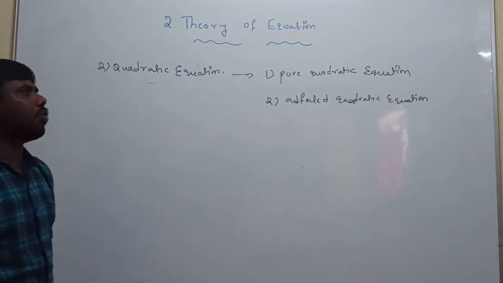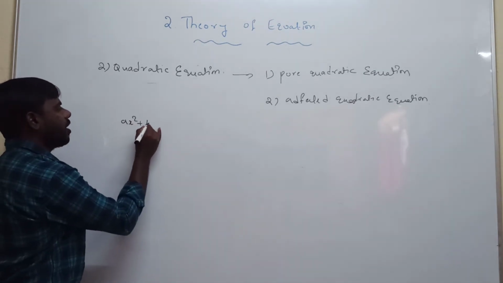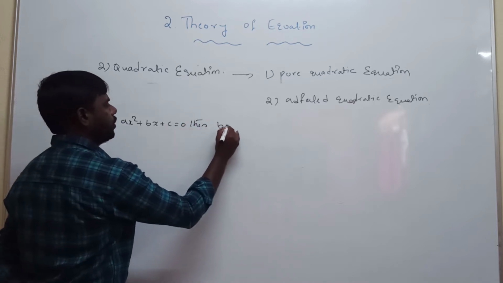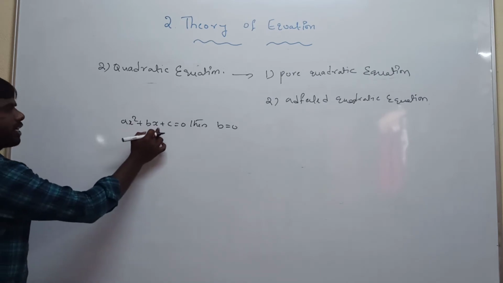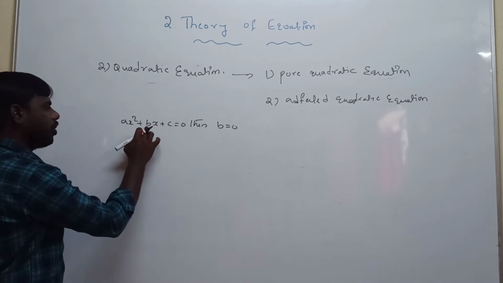First one is pure quadratic equation. Means the quadratic equation form is ax square plus bx plus c is equal to 0, then b equal to 0. Substitute b equal to 0 here. 0 times anything value is 0.